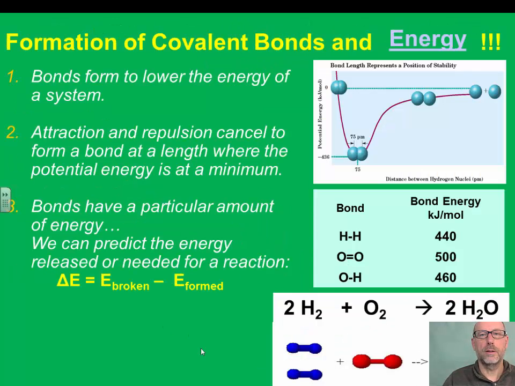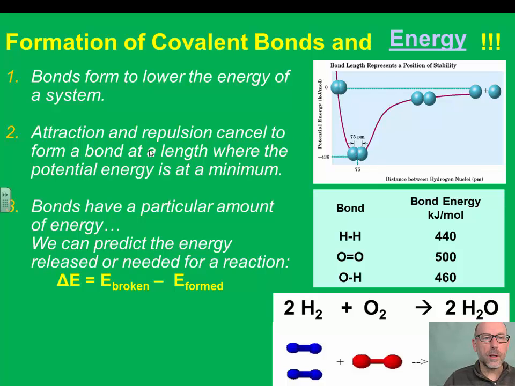Formation of covalent bonds and energy. The first concept is this: bonds form to lower the energy of a system. If you look at this graph on the right, you can see that potential energy is on the y-axis. These atoms over here have high potential energy, but these ones have low potential energy. A basic fundamental concept in chemistry is that things like to have low potential energy. And so this is the most likely scenario for atom A and atom B to bond together because they have low potential energy.